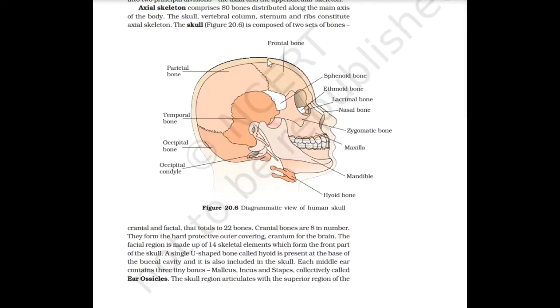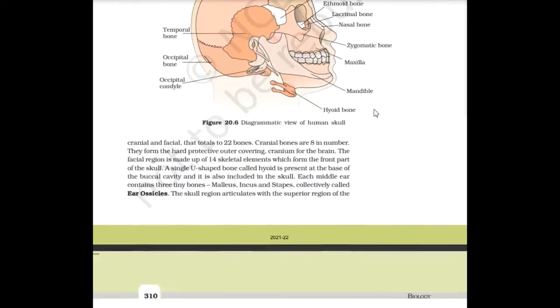Let us see the figure which is representing the human skull. Here they have represented the frontal bone and parietal. On the sides are two temporal bones. The bottom bone is occipital, then the occipital condyle, hyoid bone, mandible, maxilla, zygomatic bone, nasal bone, lacrimal bone, ethmoid bone, and sphenoid bone.